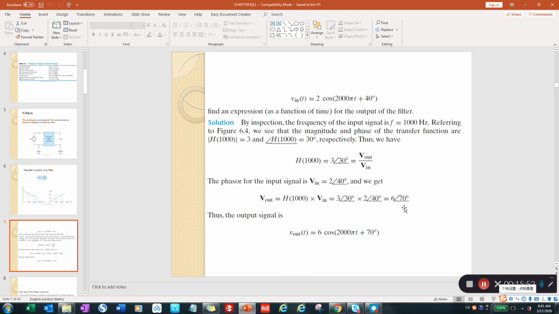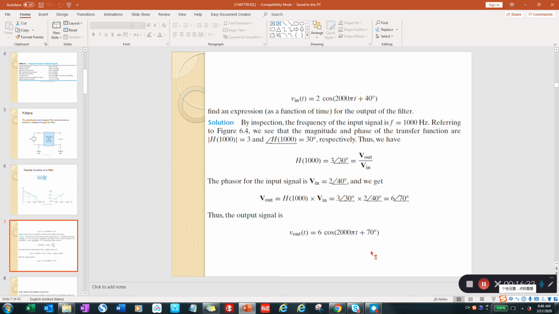So the output signal, in fact, can be written in the sinusoidal form as 6, which is the amplitude, cosine(2000 pi t + 70 degrees). As we said, when you represent a sinusoidal signal, you have the amplitude, in this case 6, the frequency information, in this case omega equals 2000 pi, and frequency is 1000. You have the phase angle, which is 70.